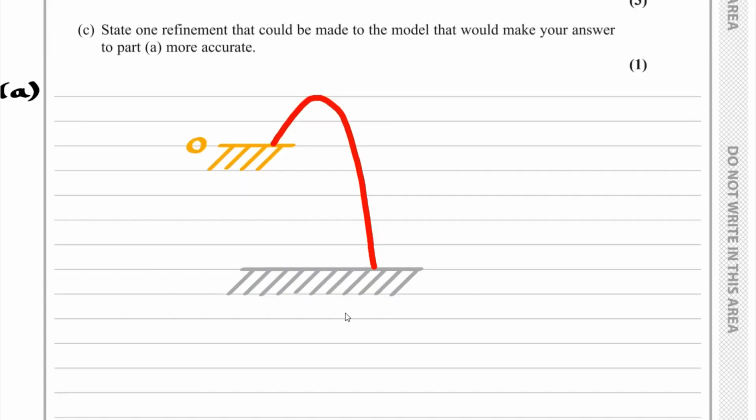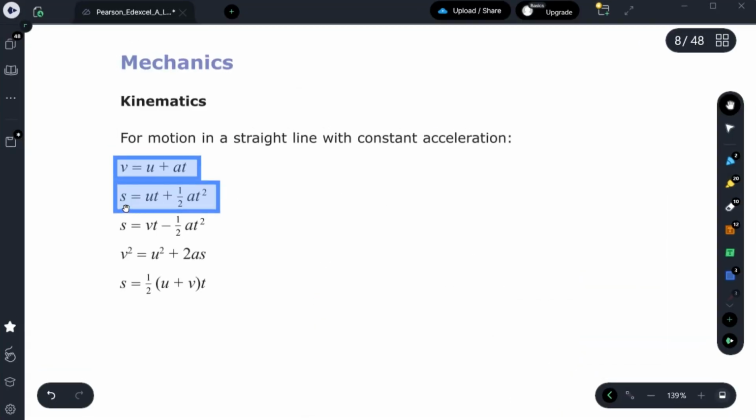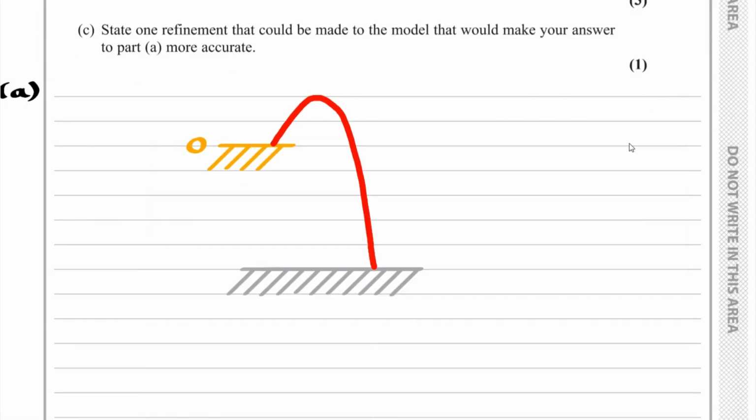So for part A, we begin with a diagram. We've got the point O, and we've got the ball which is projected until it hits the ground. What we need to find is the distance from the ground to O. And we can do that using the SUVAT equation s = ut + ½at². So if we use that, we are finding s.